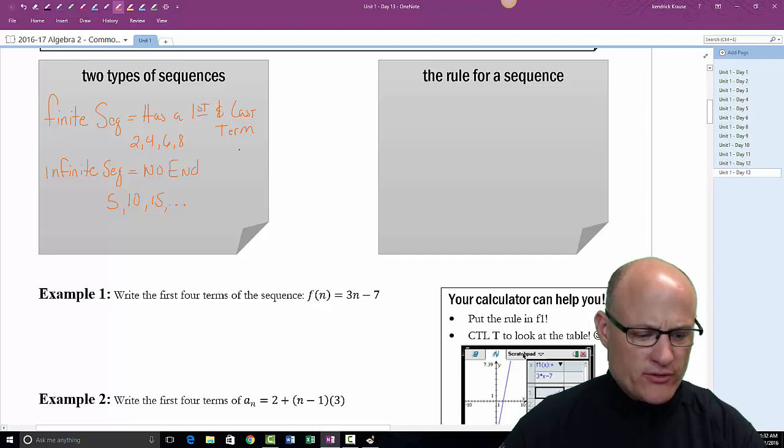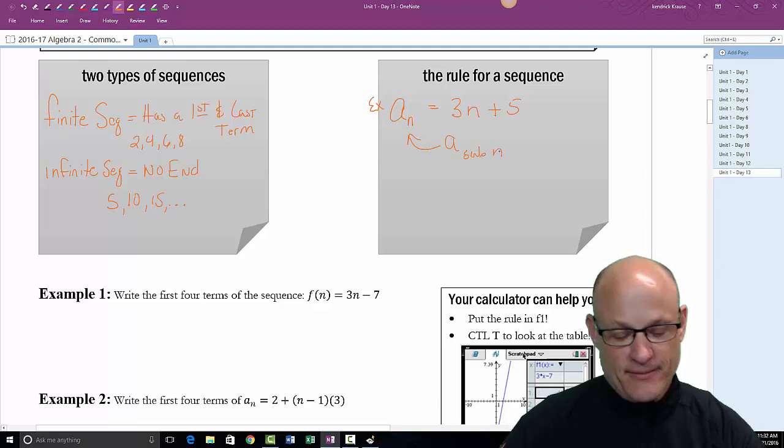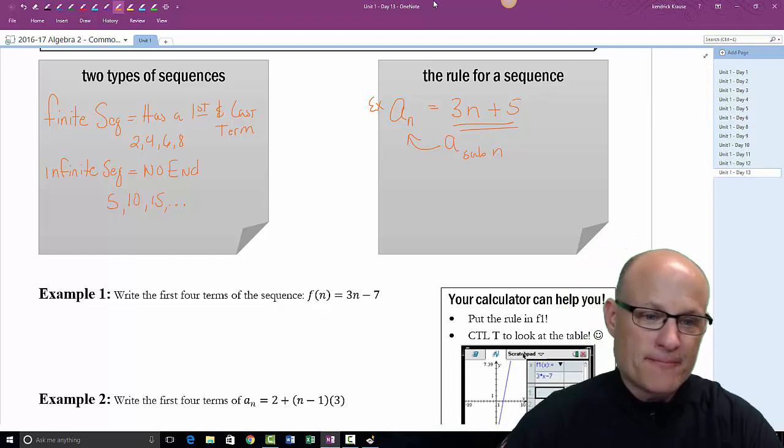So a rule for a sequence is really just an equation, but we use this terminology. A sub n is equal to, this is just an example, A sub n is equal to 3n plus 5. It's similar to function notation, like I could write a of n, right? But that's not how sequences are generally written. They're generally written like this, and it's read a sub n. But it's just a rule to define a sequence of numbers, okay?